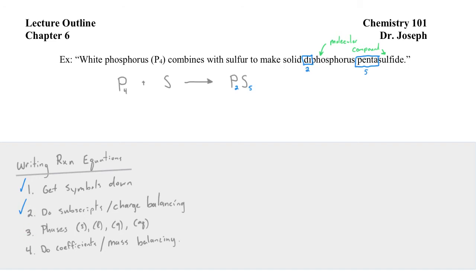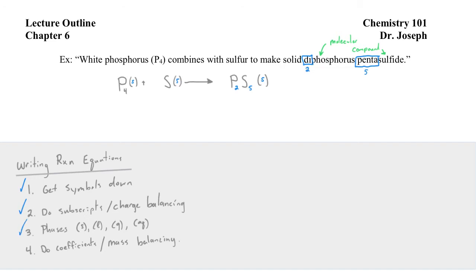Now the phases step might be a little confusing here because none of the phases for these nonmetals are indicated for you. If you actually want to know what the phases are, there's a periodic table I put on Canvas that shows color-coded wise all the phases for different elements, and you can use that whenever you want. For now, I'm just going to tell you what the phases are. Phosphorus is a solid, sulfur is a solid, and then it says the compound here, diphosphorus pentasulfide, is a solid. So these are all solids. That's step 3, which is phases.